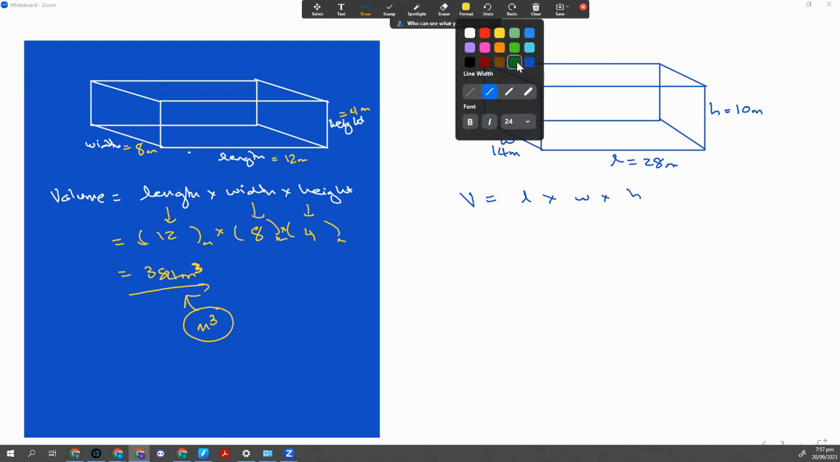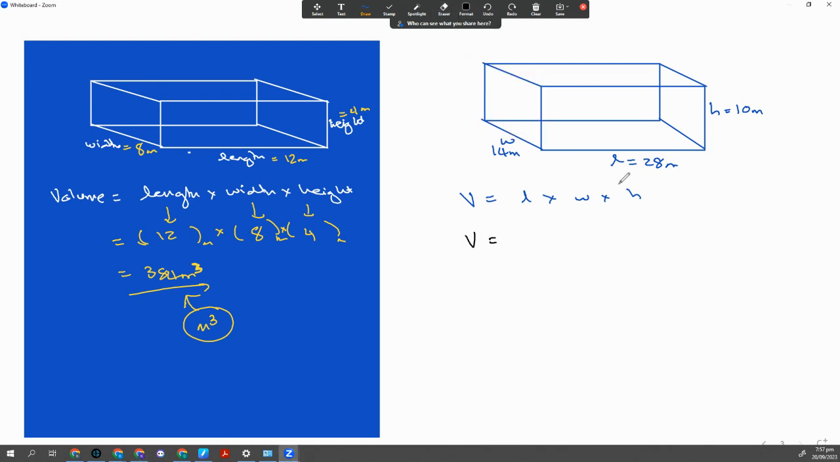All right, let's go through this one now. So the volume is given by the length, which is 28. That's this number over here. Multiplied by width, which is 14. Multiplied by height, which is 10. And so we put all of this on a calculator. We're going to end up with 28 times 14 times 10, which is 3920 meters cubed. And that's your final answer for the volume of a rectangular prism.